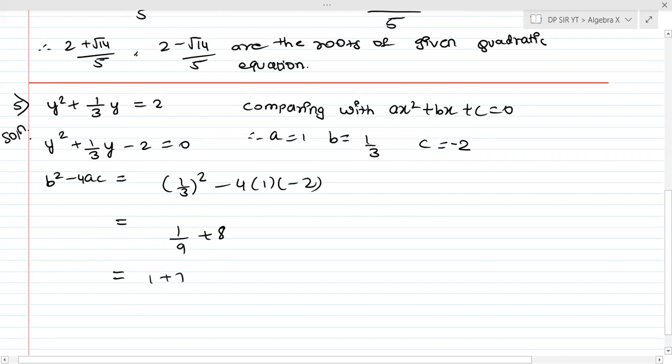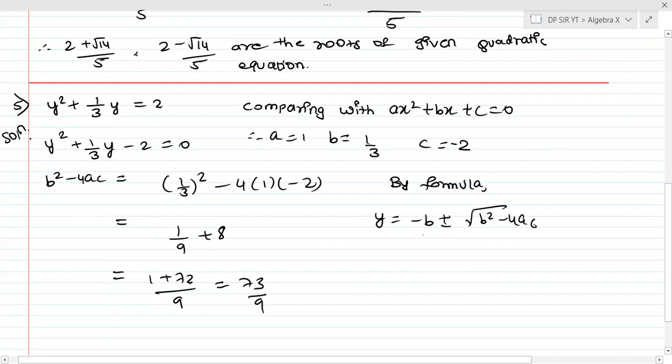So now here it's going to be 1 plus 72 upon 9. See, I am solving each and every step since I don't want you all to get confused. So here is 73 by 9. Okay. So now if you go by formula method, what is the formula? The variable is y. So by formula, y is equal to minus b plus or minus under root of b square minus 4ac upon 2a.